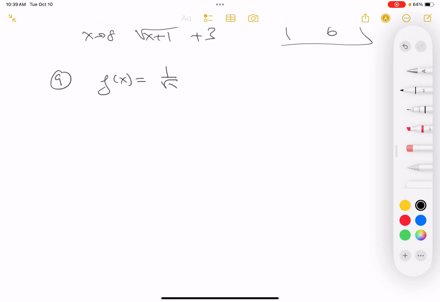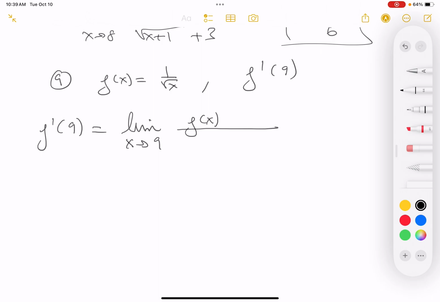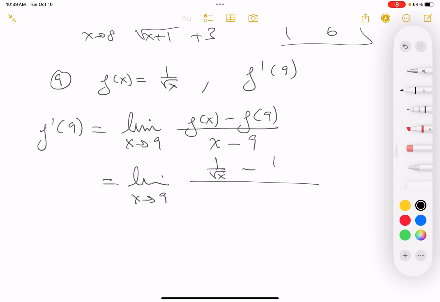So it's 1 over root x, and they want f prime at 9. So f prime at 9 is going to equal the limit as x goes towards 9 of f of x minus f of 9 over x minus 9. Limit x goes to 9. What's f of x? 1 over root x. What's that function evaluated at 9? It's just 1/3. And you get x minus 9.